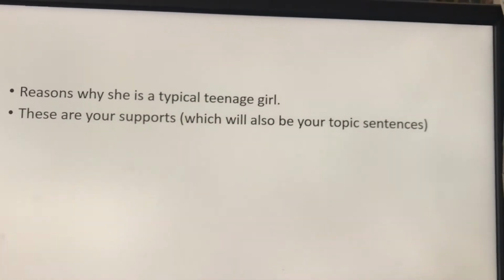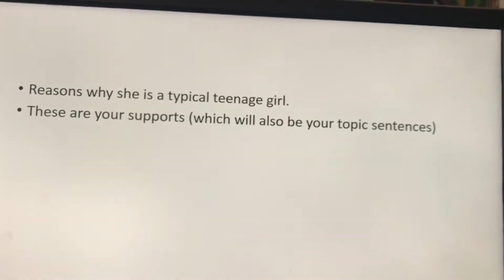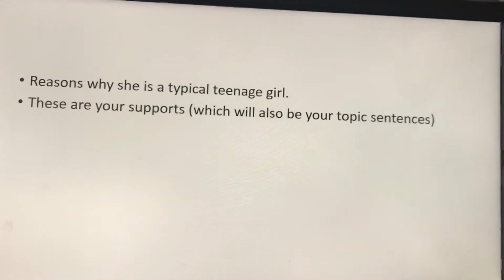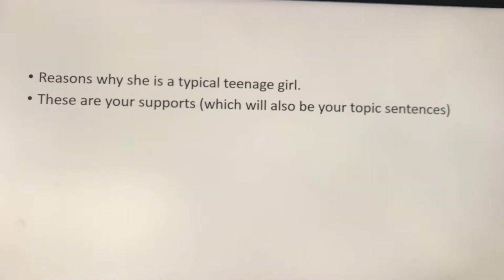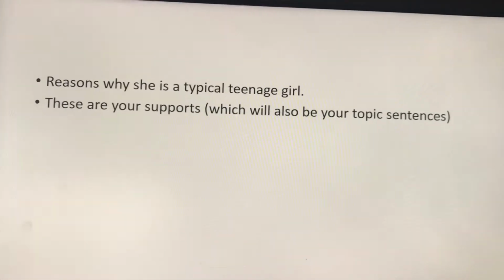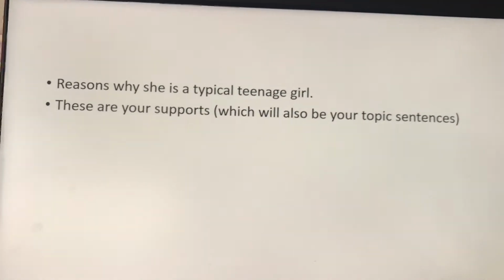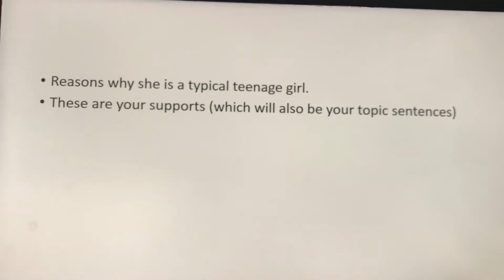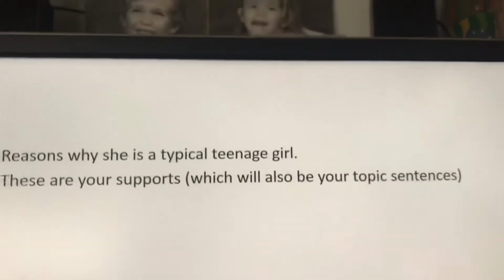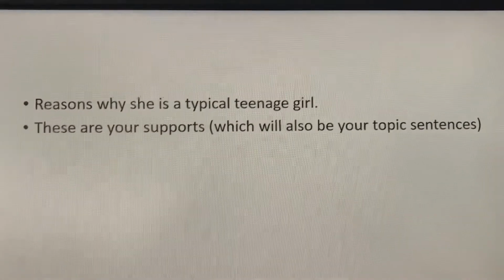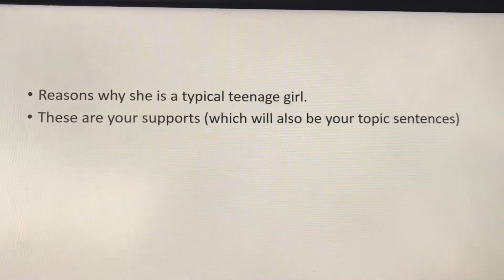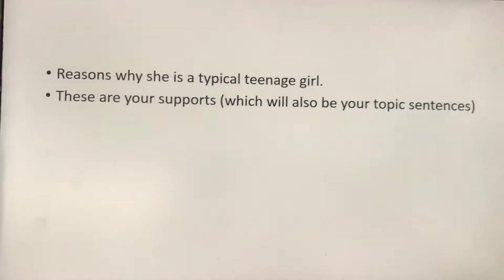Anyway, another reason why she is a typical teenage girl is she's boy crazy. I think a lot of teenage girls are boy crazy. You know how girls will, at 12 and 13 or 14 or 15 or whatever, write their names all over their notebooks, Mrs. Whatever, and just think about whatever boy they tend to be dating that week or month or year. Okay, so then those are your supports, and those will also be your topic sentences for your body paragraphs.